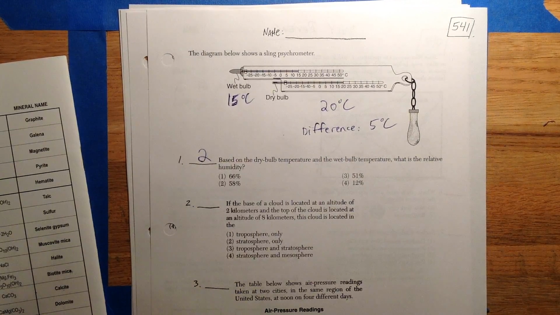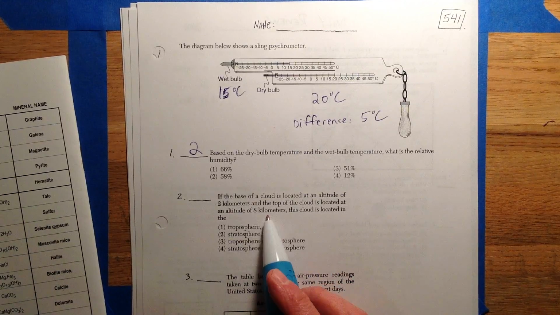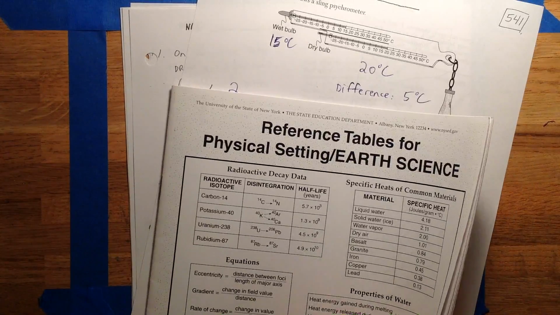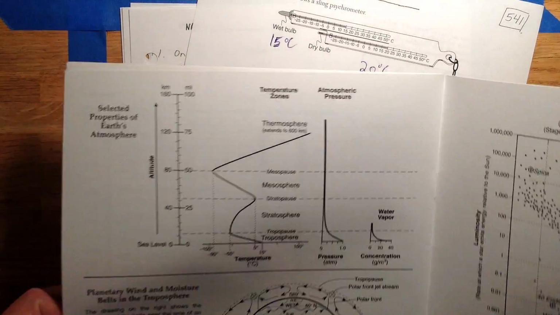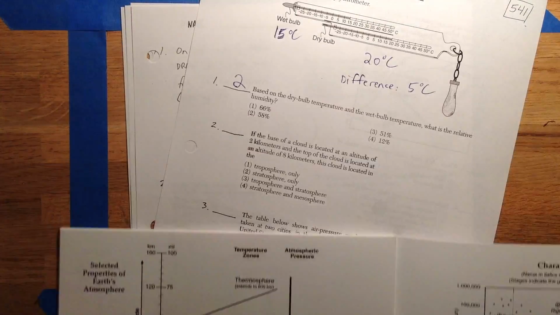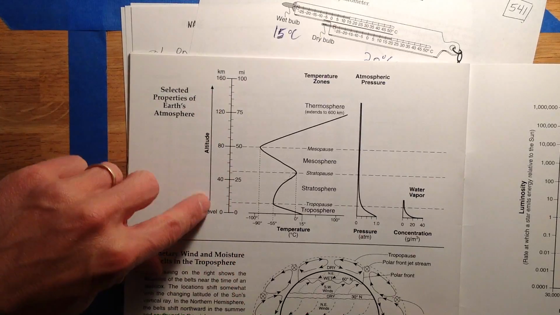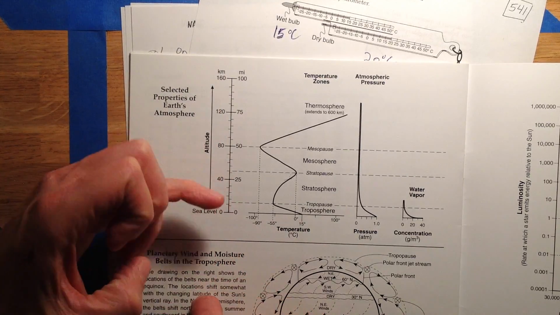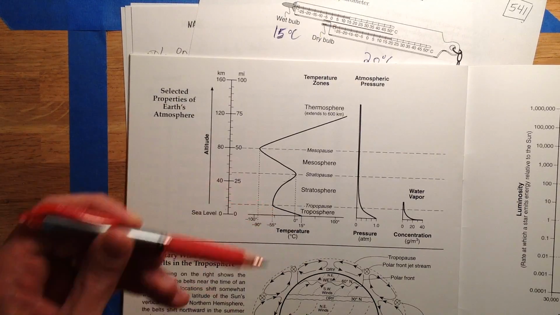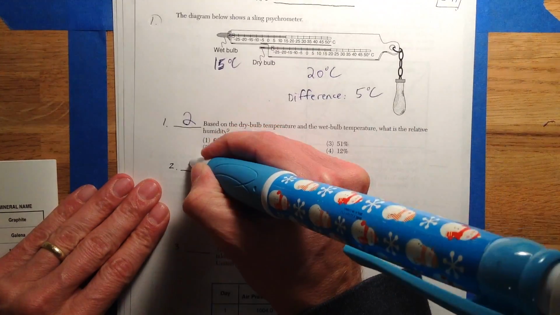2. If the base of a cloud is located at an altitude of 2 kilometers and the top of the cloud is 8 kilometers, this cloud is located in the 2 to 8 kilometers. You have to know where to look. You have to know that this is on page 14 of the reference table. Kilometers are on this part of your scale. That's important. So 2 to 8. You've got to realize this right here is 10. So it's in here. All that's in the troposphere. Troposphere only should be your answer.